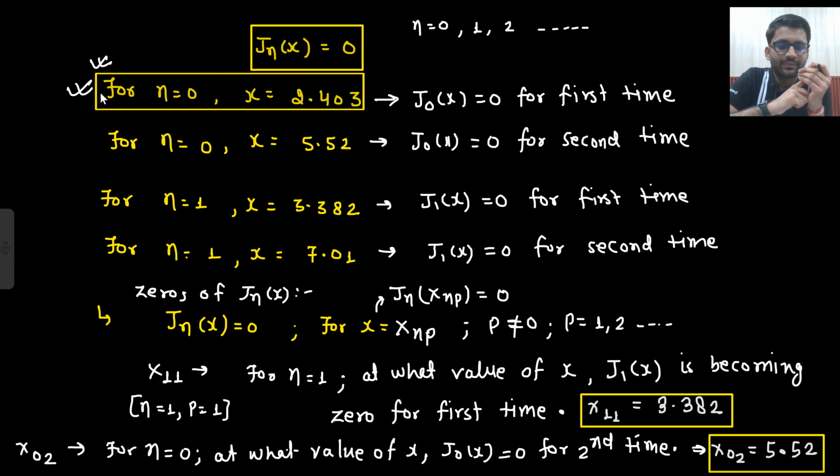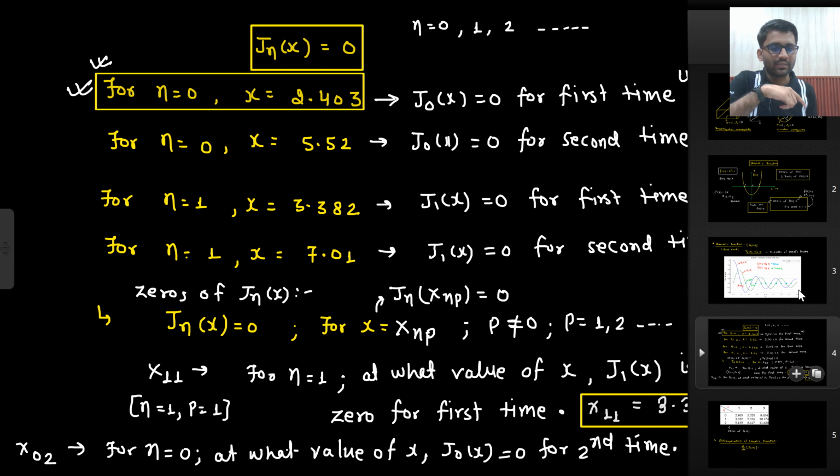For n equals 0, at what value of x do you get the first root of J0(x) equals 0? Or how can I read it? For n equals 0, at what value of x do you get the first zero of J0(x)? Or, at what value of x for n equals 0 do you get J0(x) equals 0 for the first time. So this is the very basic definition. Then you can write the definition in terms of zeros or in terms of roots.